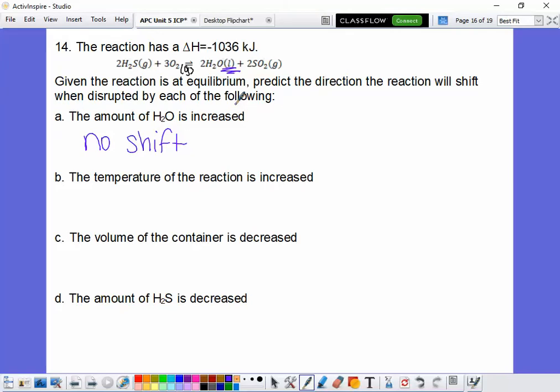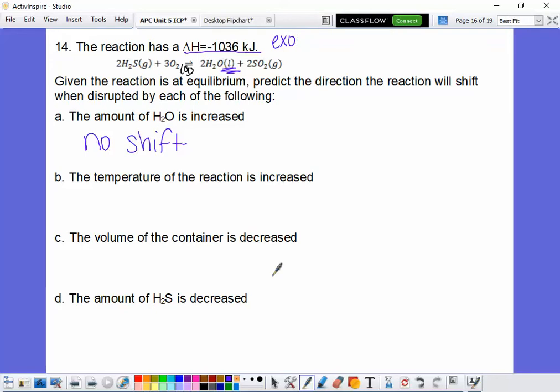What would happen if the temperature of this reaction were increased? What do we look at first? We look at the enthalpy change that's given at the beginning of the problem. Okay? The delta H is negative 1,036 kilojoules. What does that mean? Good, it's exothermic. See how everything kind of interrelates with everything we've been learning? It's not distinct units. It's all together. So this is an exothermic reaction because it's negative.